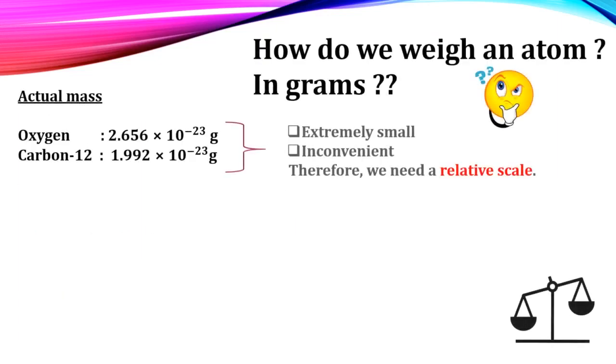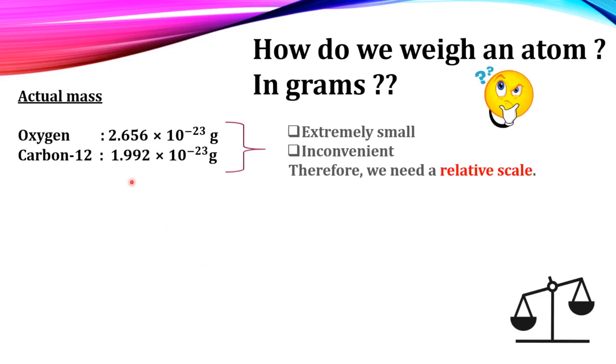The problem is about the masses. When I say you need to remember the masses of the first 20 elements, I mean that you need to remember the masses of an atom of that particular element. Now, you all know that an atom is something very small. So how do we weigh an atom? Will we be doing that in grams?